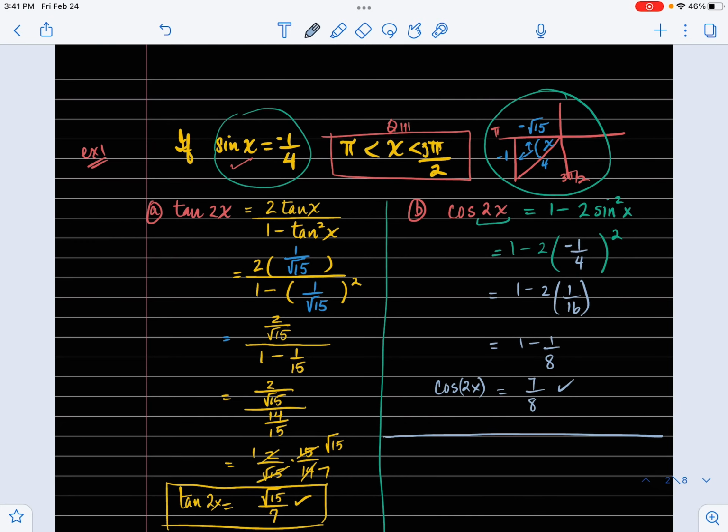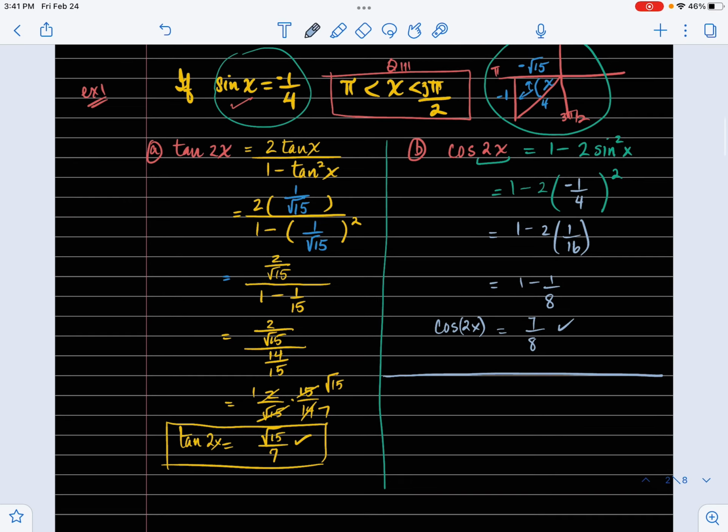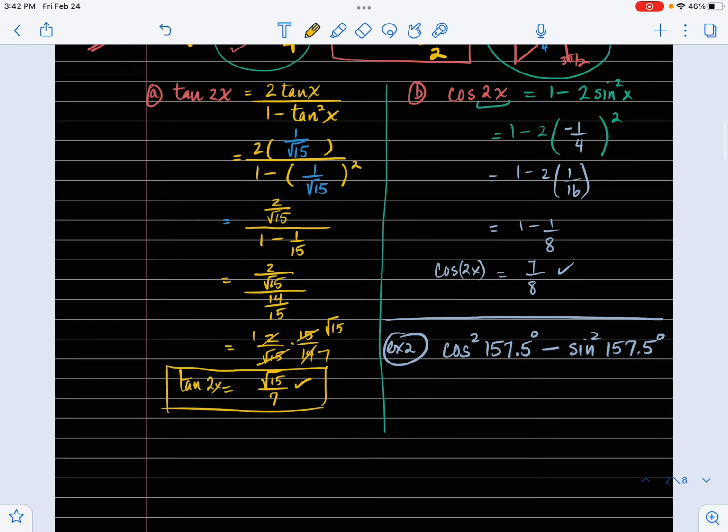So those are the first type of questions, given partial information, asking you to evaluate. On the side, I'll give you another example here in the first category. What if this question was asking, let's say we had to evaluate, or find the value of, cosine squared 157.5 degrees minus sine squared of the same angle. Now you have to find the value of this without the use of a calculator.